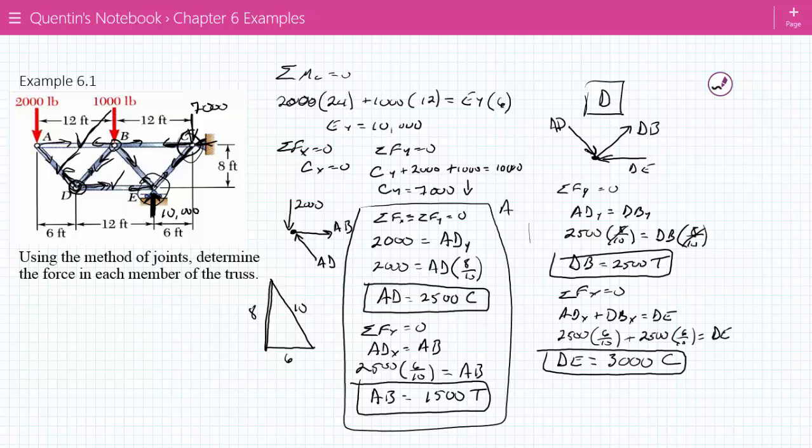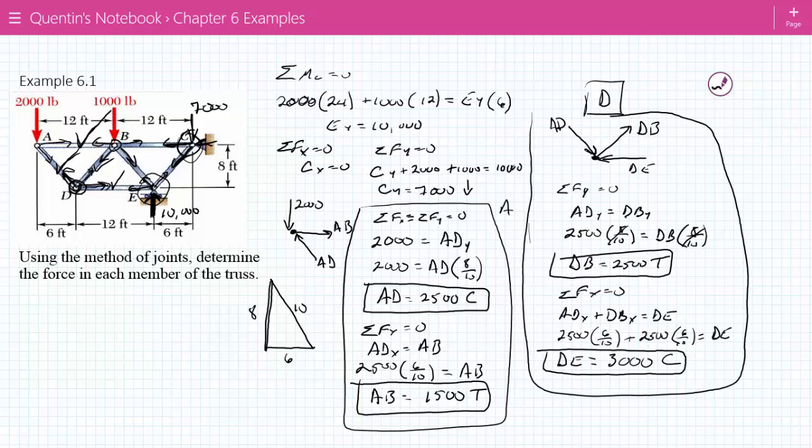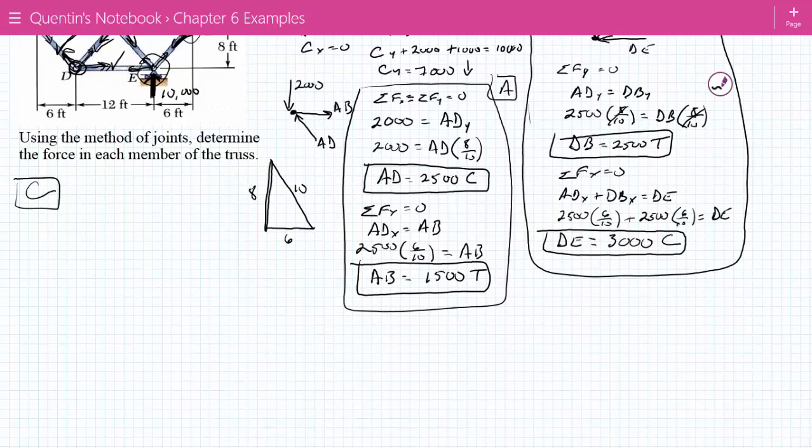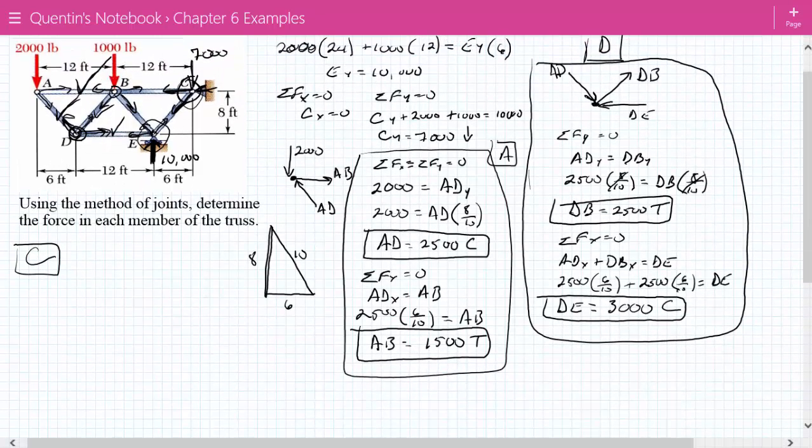So all this stuff was from, just kind of highlight this. This is all from point D. This is all from point A. So now let's go to point C. Okay, at point C, what do we have? We have this point right here, right?